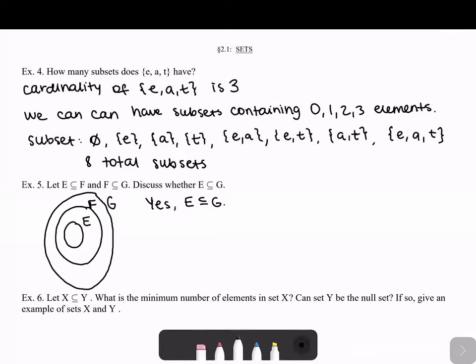So another way to do it, if you don't want to think about it in pictures, you just want to do it straight off the definition.